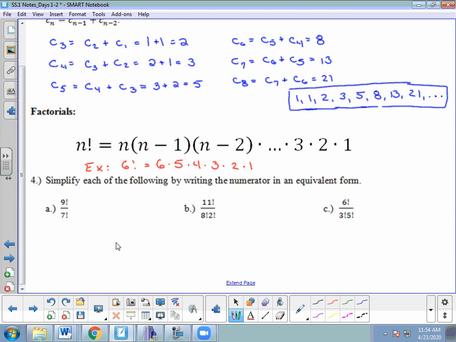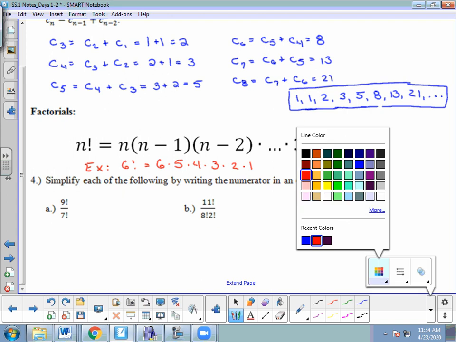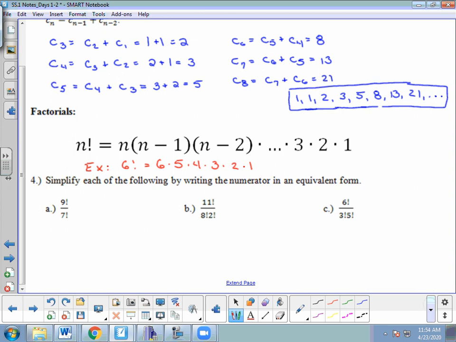I'll show you how to evaluate factorials in the calculator here in a little bit. But let's say we have 9 factorial over 7 factorial. In problem number 4, it says simplify each of the following by writing the numerator in an equivalent form. So I could rewrite the numerator for A as 9 times 8 times 7 times 6 times 5 times 4 times 3 times 2 times 1. But I could actually write it a little bit shorter. I could write this as 9 times 8 times 7 all the way down to 1, and 7 all the way down to 1 can be represented as 7 factorial.